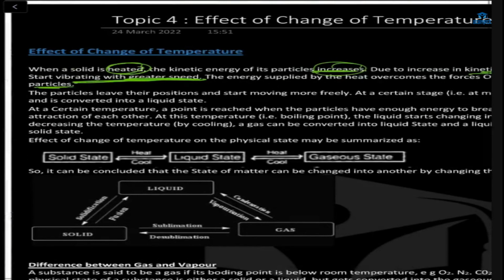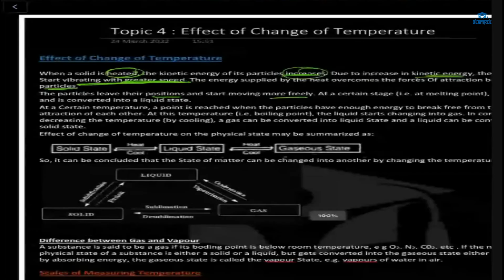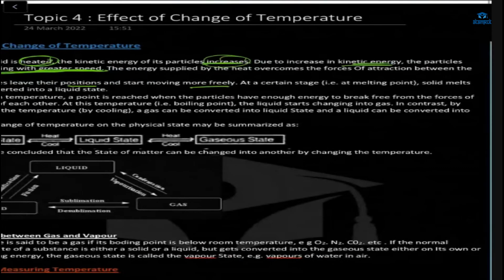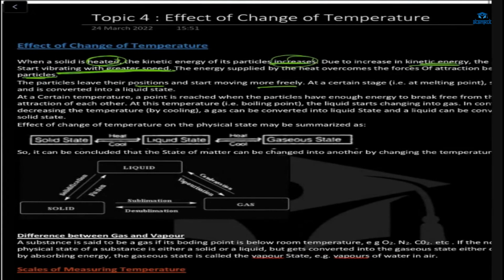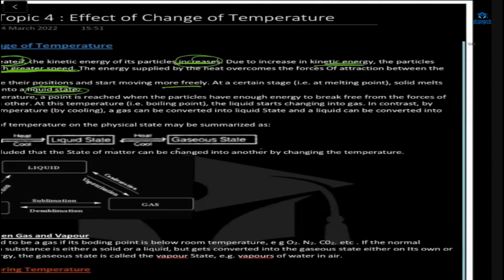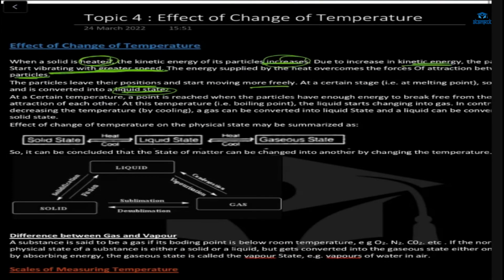Now the particles leave their position and start moving more freely. At a certain stage, the melting point, the solid melts and is converted into a liquid. For example, ice. If we melt the ice, it will convert into a liquid. It's very easy. You all know what will happen if we heat a solid. At a certain temperature, a point is reached when the particles have enough energy to break free from the forces of attraction of each other.